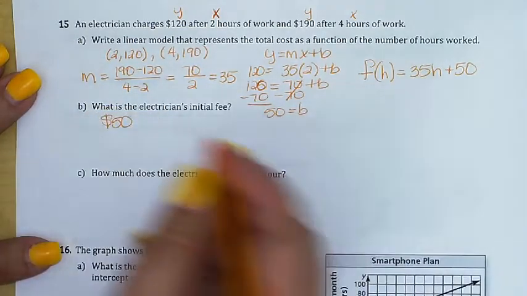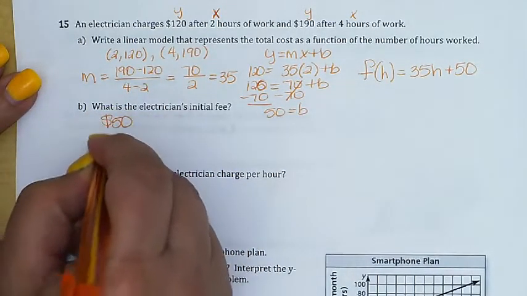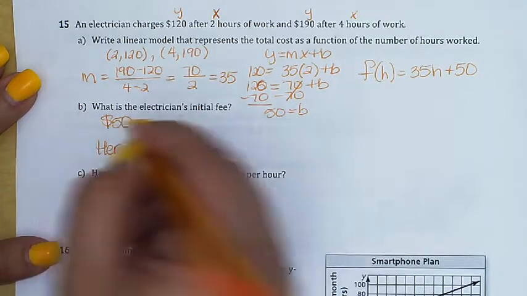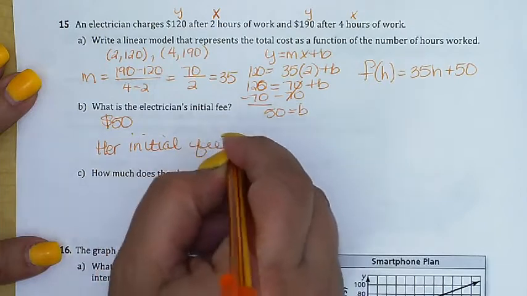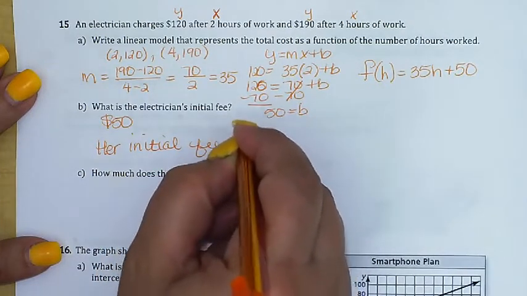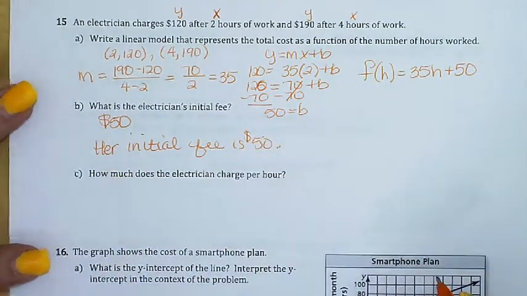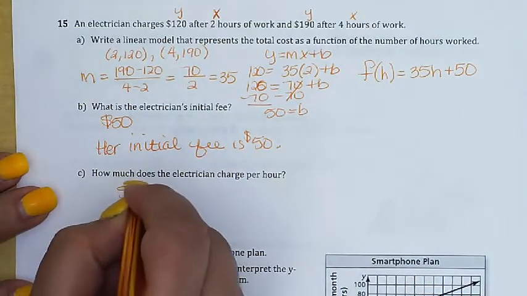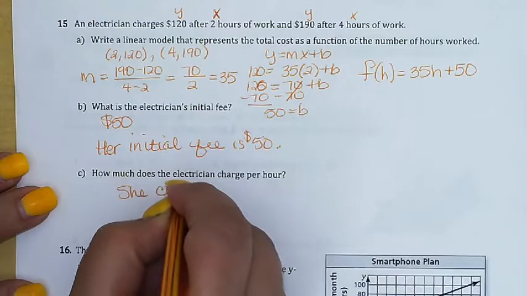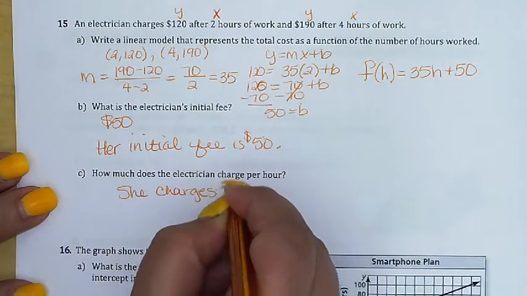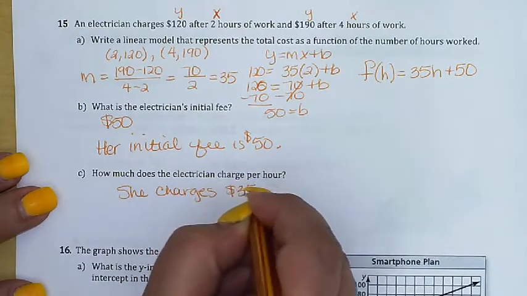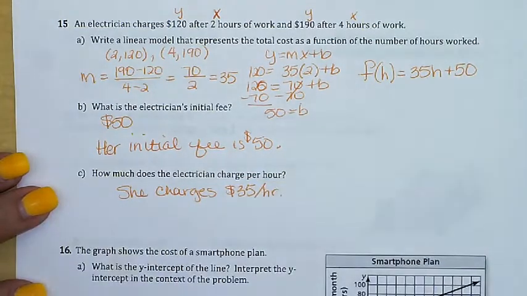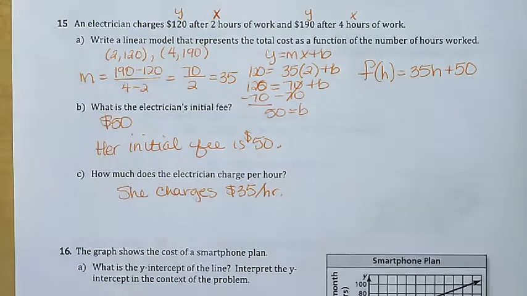If we write that as a sentence, we can say her initial fee is $50. Okay. How much does the electrician charge per hour? We can say she charges $35 per hour, right? So there's our initial quantity and our rate of change.